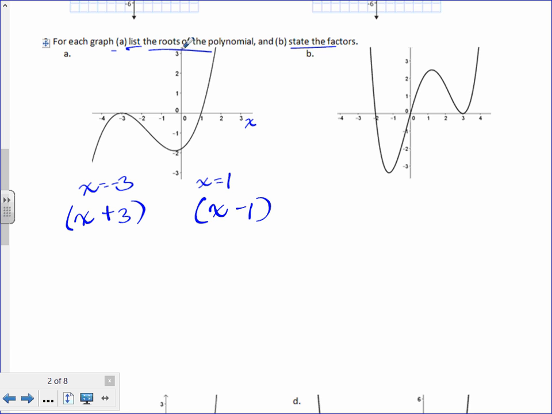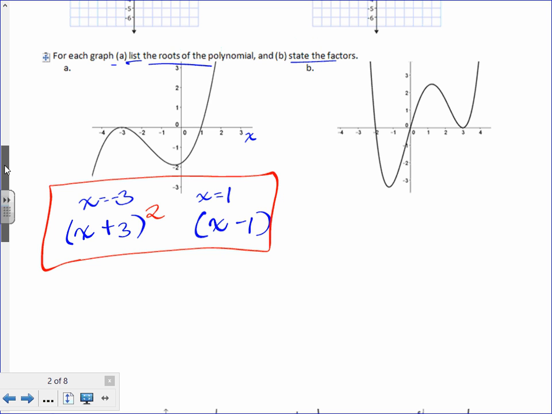No, I don't need any of that. All I need is the roots and the factors. About these things, what else does the graph tell me? X squared. Why is that factor squared? Hard turn. Okay, hard turn. All right. Questions? Watch out for those hard turns.